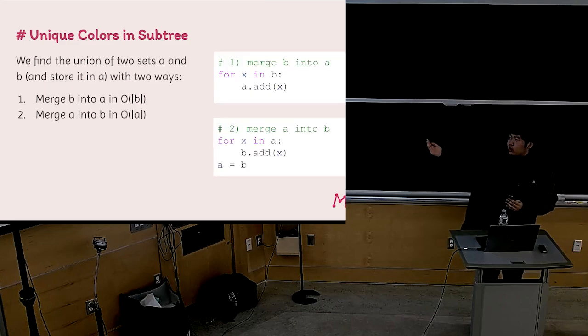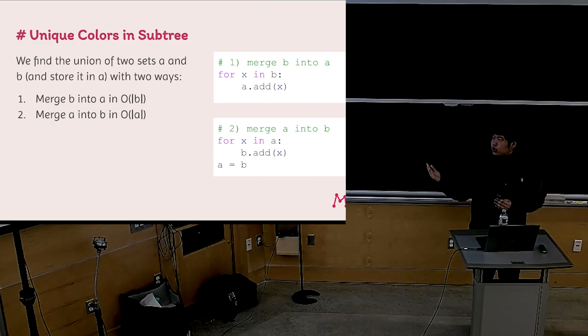If we want to do the same thing for sets A and B, there are two methods of doing this. The first way is we merge the elements in B into A in O of size of B time, or alternatively, we merge the elements of A into B in O of size of A time, demonstrated by these two pieces of pseudocode. In method 1, we just iterate over the elements in B and add them to A. In method 2, we iterate over the elements in A, add them to B, and then we set A to be B.